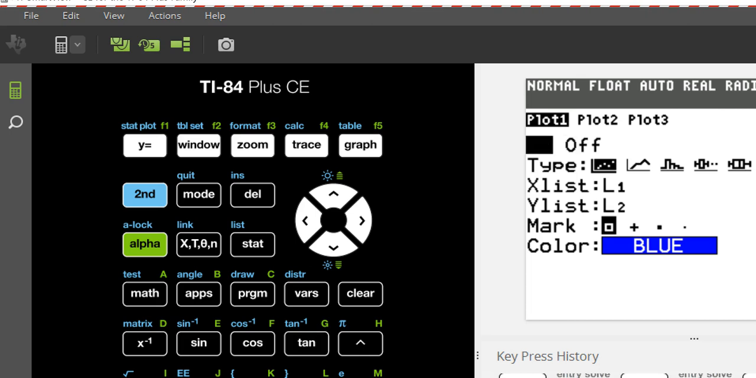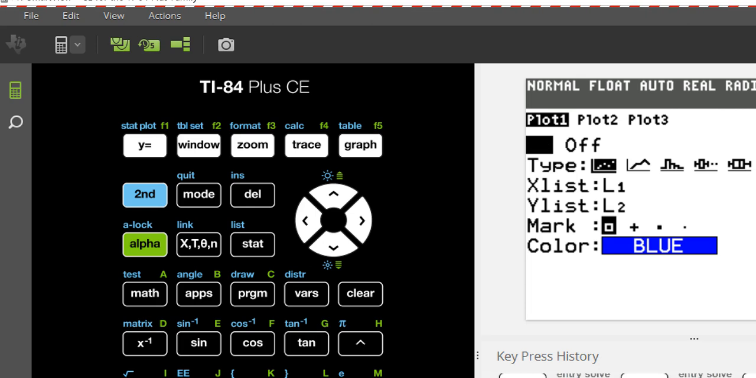Could I make my stat plot a different color? Sure. Matt, if you notice here where it says X list and Y list, you could change that to L3 and L4 if you put in different columns. So just a different way to approach it. But in general, all the programs default to L1 and L2.